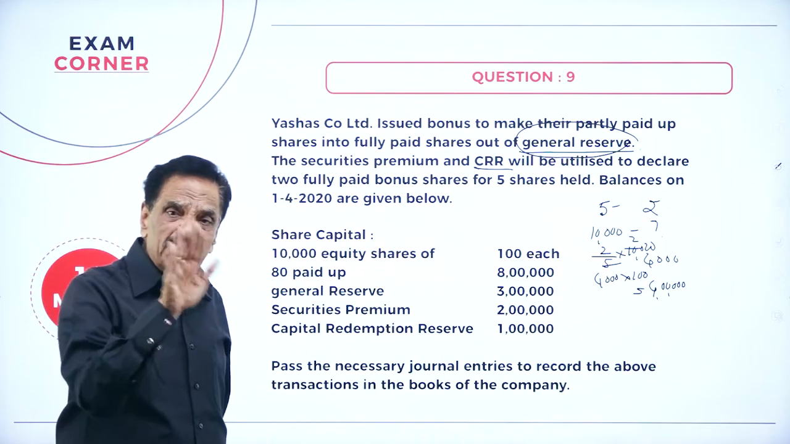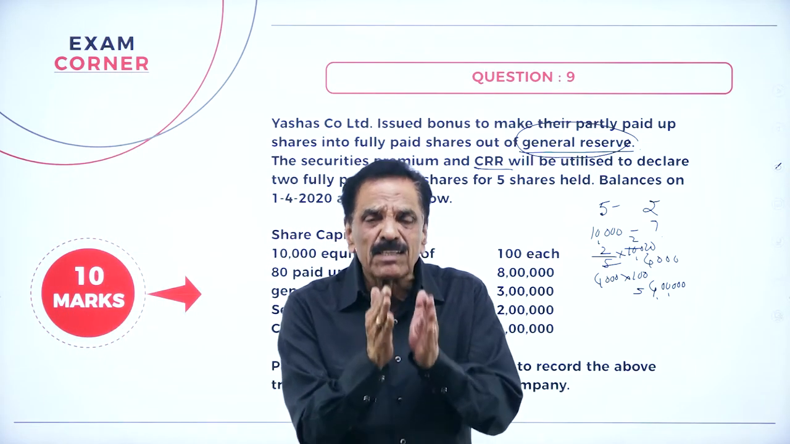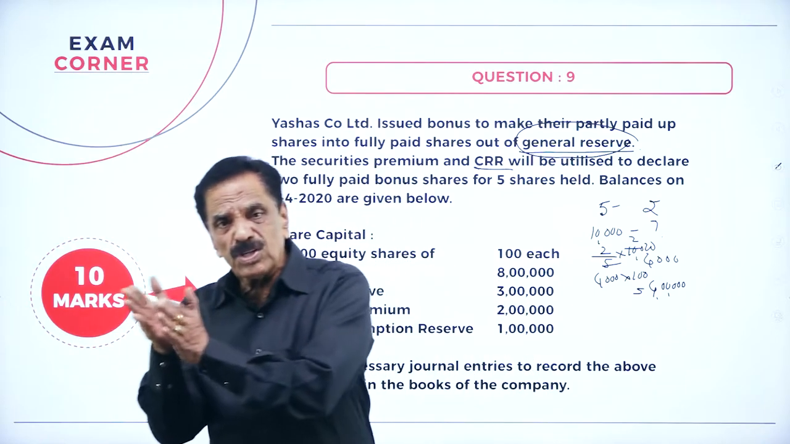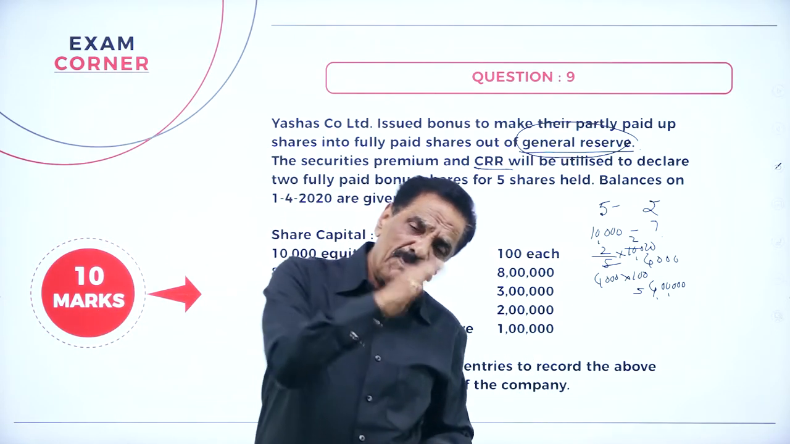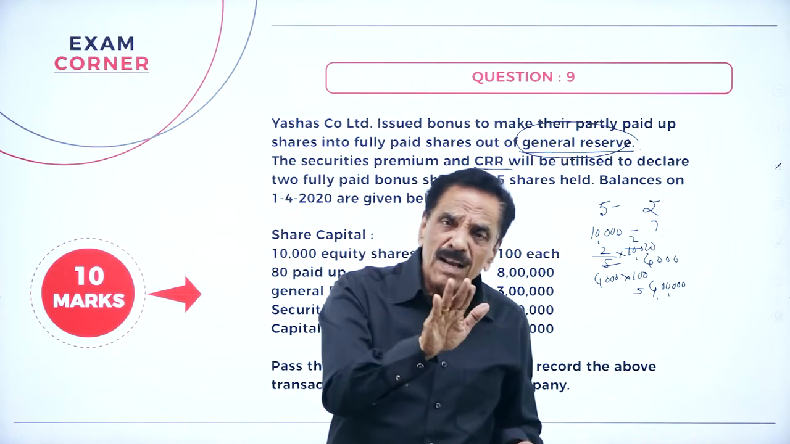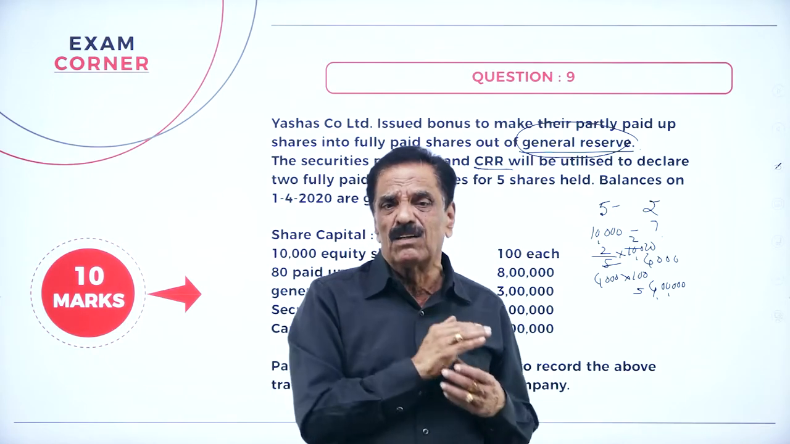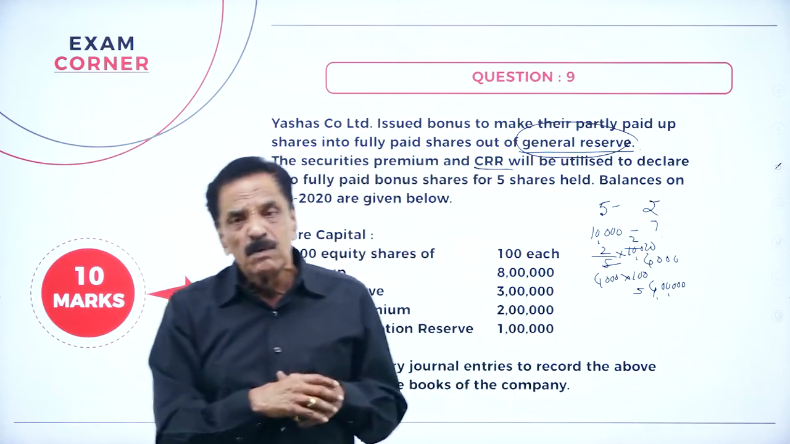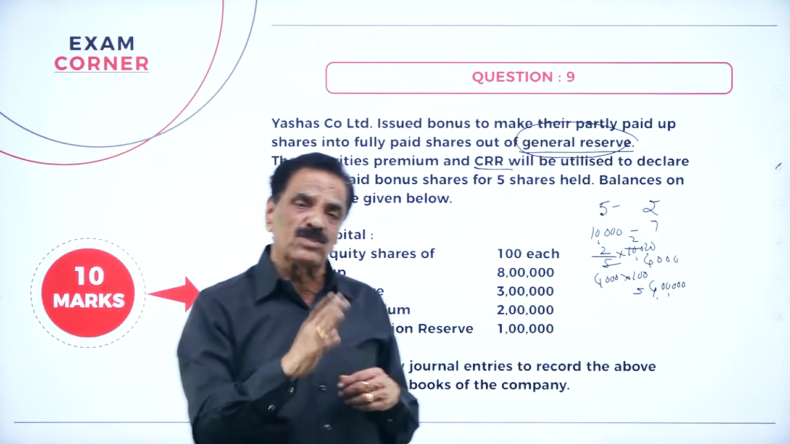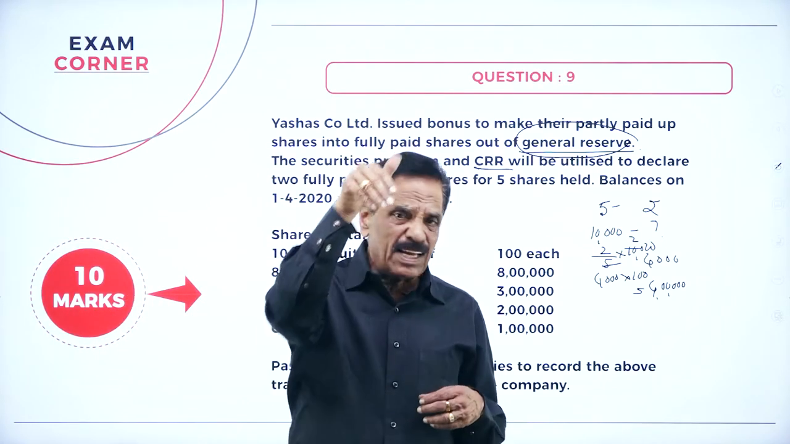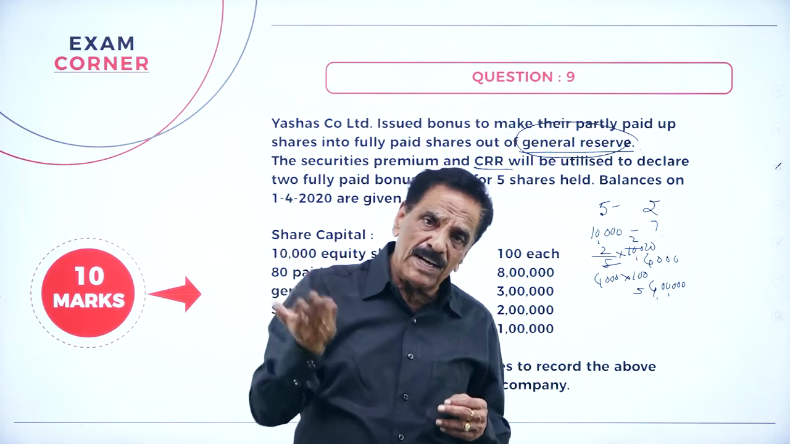What are the types of entries? First: general reserve account debit to bonus to shareholder account. Then call the final call: share final call account debit to share capital account. Utilize the final call for bonus: bonus to shareholder account debit to share final call account. This is a regular entry, partly paid made fully paid.